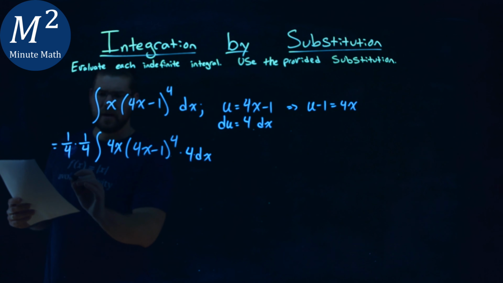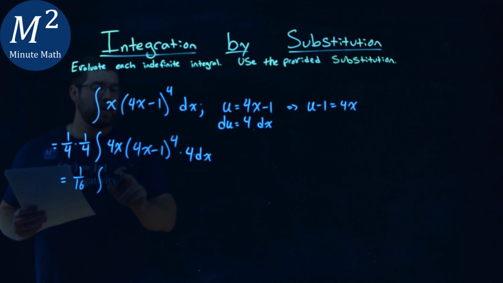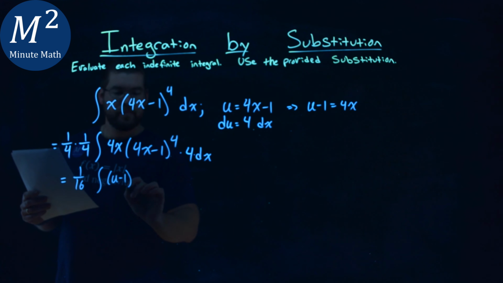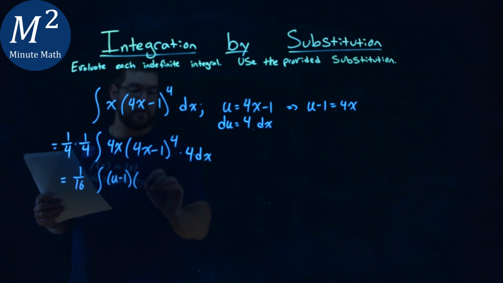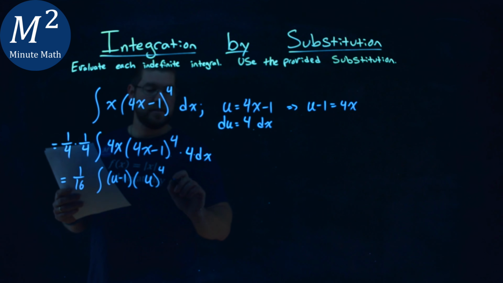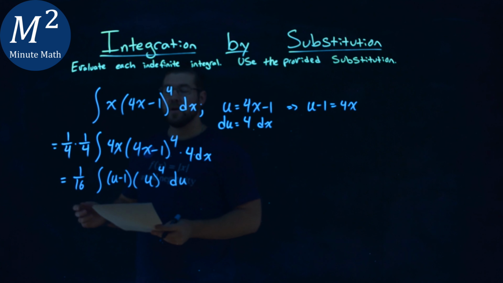So let's go simplify this out here and write it in terms of u. 1/4 times 1/4 is 1/16 here. And then we have the integral. Instead of 4x, we have u plus 1, times, well, this 4x minus 1 is u to the fourth power. And then 4 dx is equal to du. And it lines up pretty good.